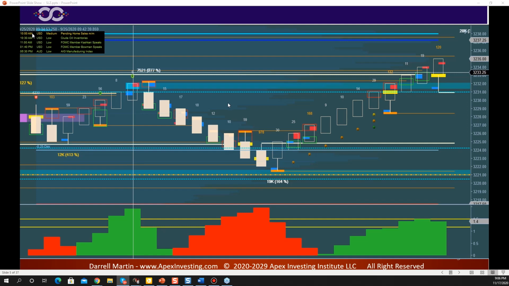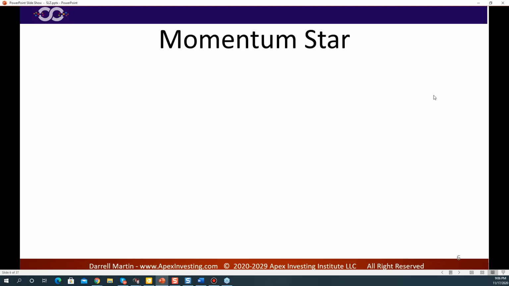Those are both ZOIs. You've seen them on your sniper chart. We're going to talk about what each one of them is, and I'm going to use a standard order prints chart first to help you understand what those are. So let's talk a little bit about a momentum star, and it's pretty self-explanatory.